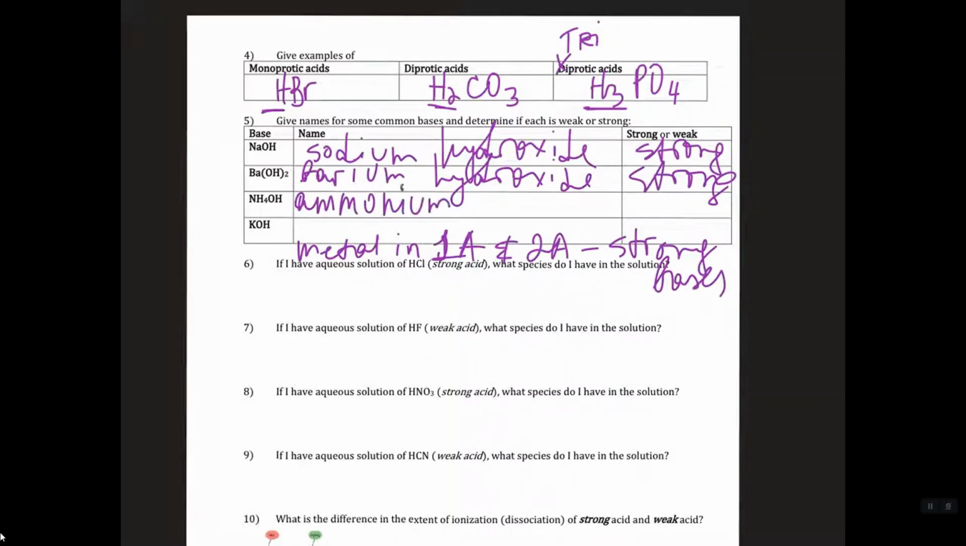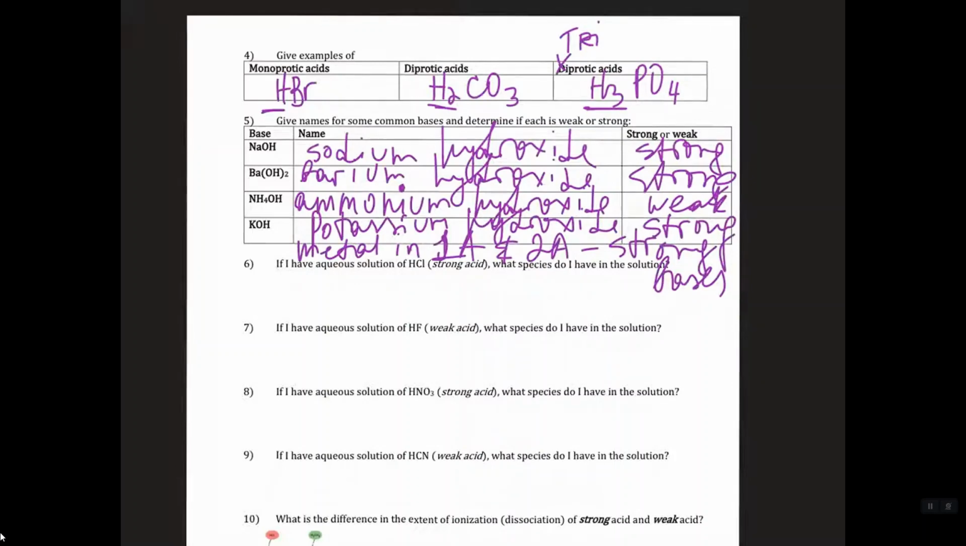And since ammonium is a positively charged polyatomic ion, but it's not a metal from group 1A or 2A, that's going to be weak. Hydroxide, that's going to be weak. And the last one is potassium hydroxide. That's also strong because potassium is the same as sodium hydroxide, it's in group number 1. Potassium hydroxide, and that would be strong.